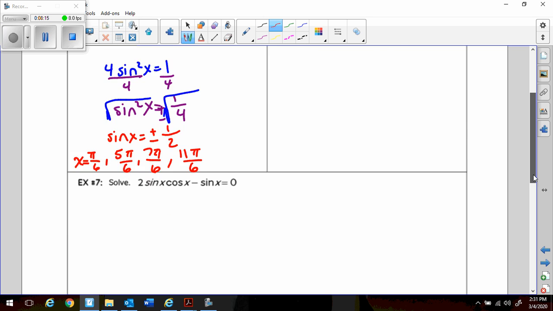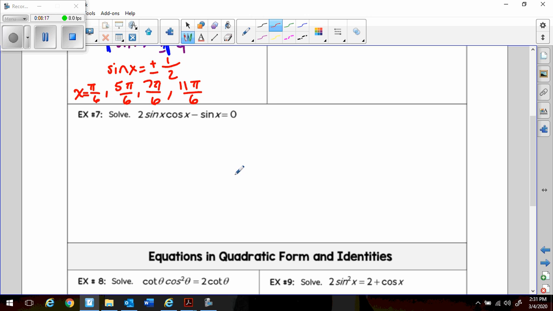Let's try number 7. Ooh, this one has a sine and cosine, so I definitely want to try this. It looks like I have a sine in both terms. So what I'm going to do is factor out the sine. So I have sine of x, factoring out, so I'm dividing by it. So I'm left with a 2 and a cosine of x, and then a minus 1, and then equal 0, right? Now, since it's factored, we can set each term equal to 0.